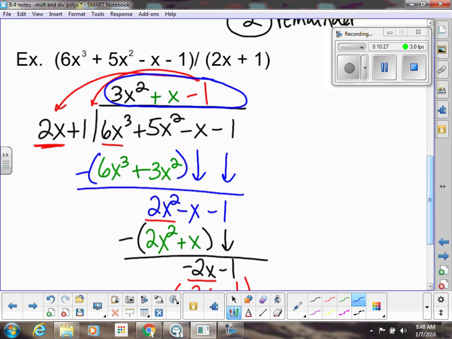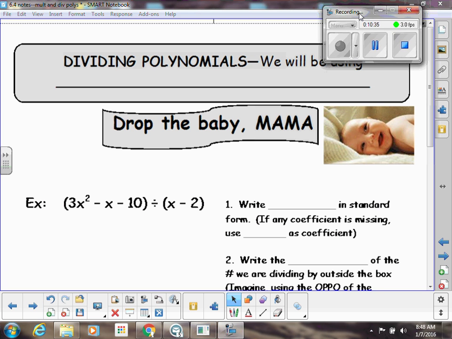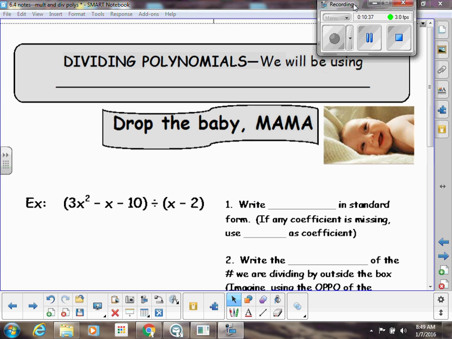Okay, so by now you're probably thinking, oh my gosh, that's a lot of work. Is there anything easier we can do? Yes, and this is going to be the way that we try to use most often. So when we're dividing polynomials, we will be using what's called synthetic division.